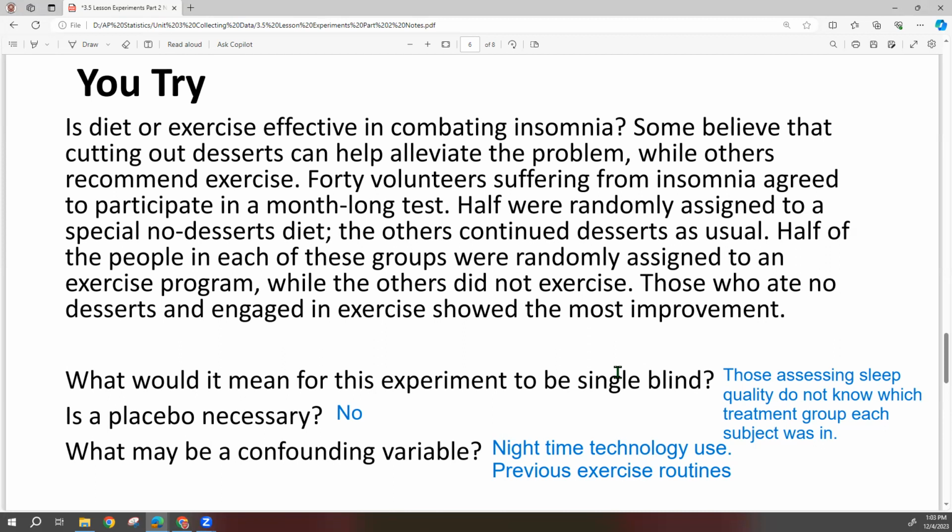And I put a couple confounding variables. Something that might detract from your sleep would be nighttime technology use. So unless they were controlling for that, that could potentially lead to some confounding. Also, people who already have previous exercise routines or regimens, an increased exercise might not be something that actually helps their sleep. And I would be interested in if anybody came up with anything different that they'd want to share in class. Feel free to do that.